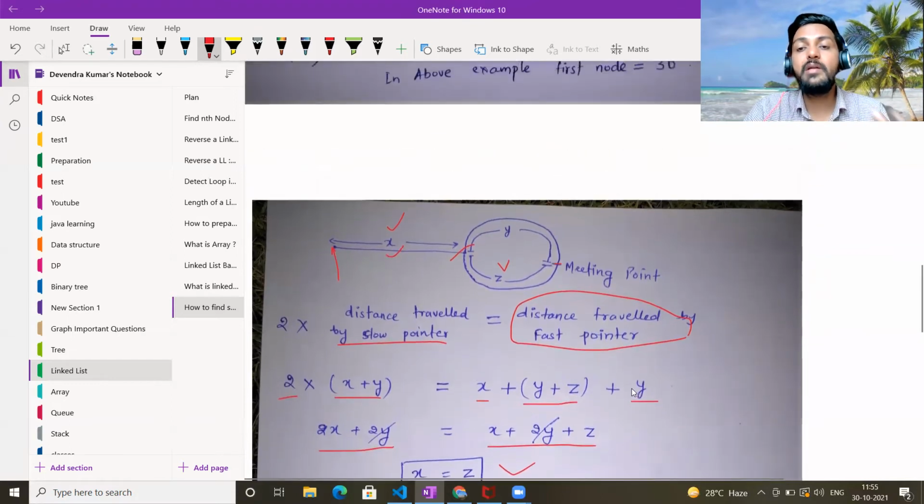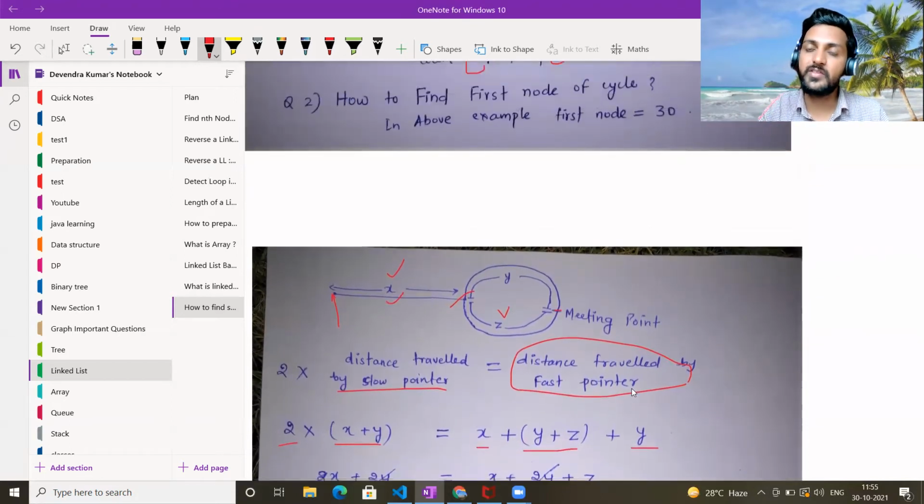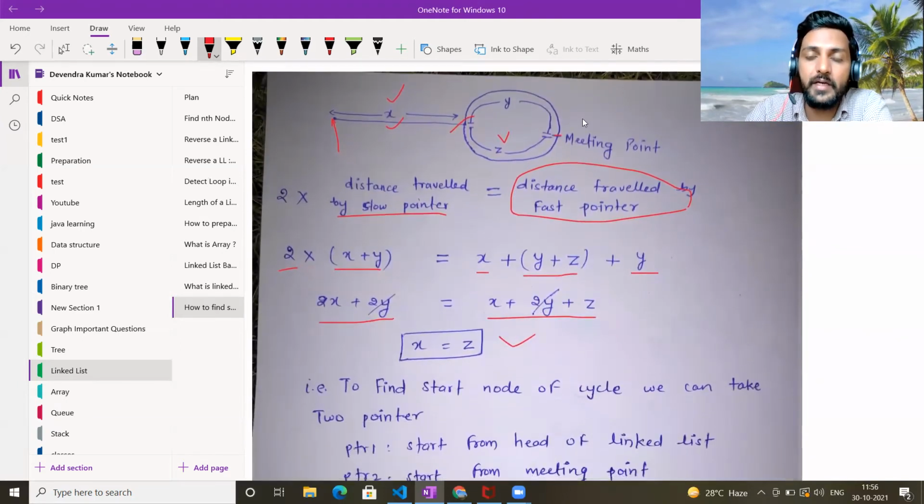Now it will be very easy for us to find the first node of the cycle. How to do that? Because our slow and the fast pointer are at this point, the meeting point. Okay. Now I will take one more pointer, which will start from the first node of the linked list. I will move both the pointers at the same speed, and the point at which they both will meet, that is our first node.